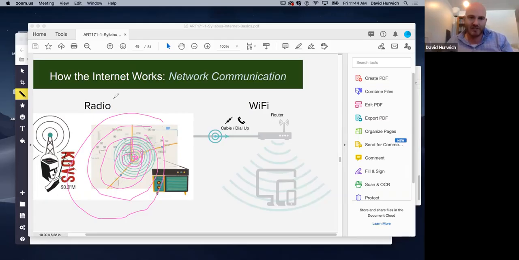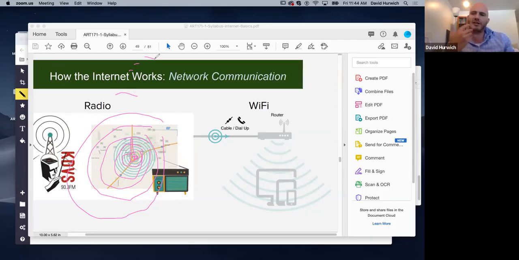So as the radio waves keep progressing, they get weaker and weaker and weaker until eventually your radio in your car can't pick them up anymore. This is why if you were to drive from the Bay Area to LA, eventually you wouldn't be able to pick up any Bay Area radio stations because the signal would not be strong enough to reach all the way down to Los Angeles.